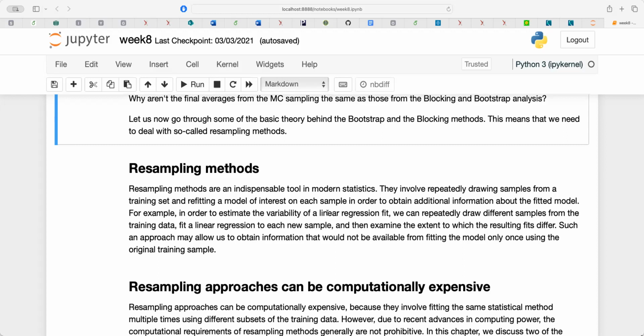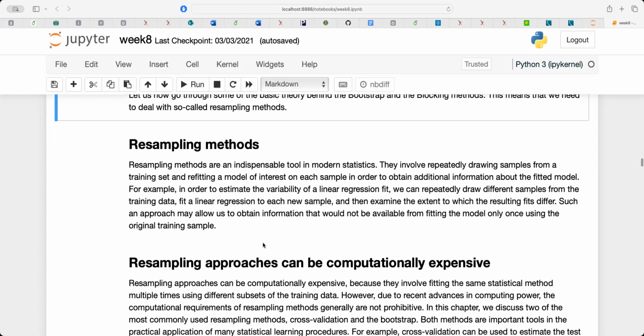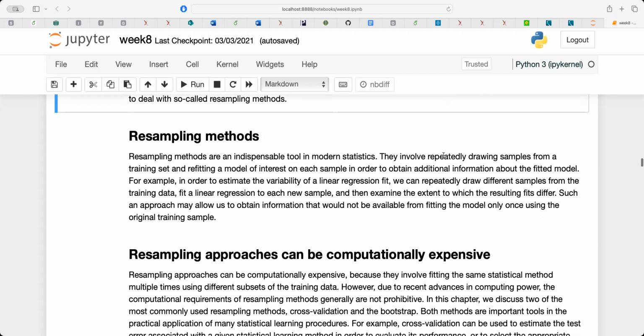And the reason for that is simply because these other methods are actually more precise than the bootstrap method. So they are indispensable tools in modern statistics. Typically they involve repeatedly drawing samples from a training set and refitting a model of interest on each sample, so that you can obtain some additional information about the fitted model.